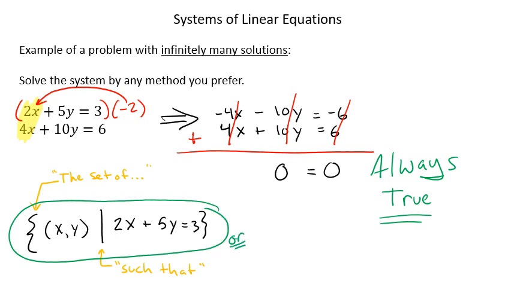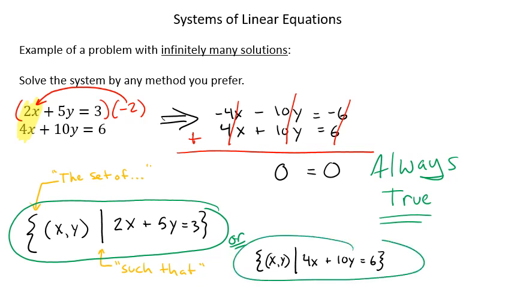Or use the second equation. Doesn't matter. The set of all points x comma y such that 4x plus 10y is equal to 6. It doesn't matter which equation you use. Just copy one of the equations into your answer. You could use either one because they have the exact same graph.